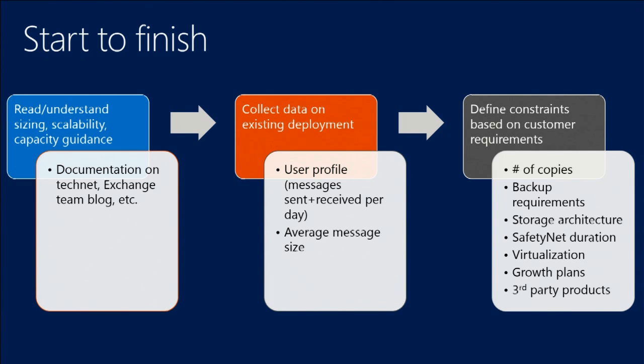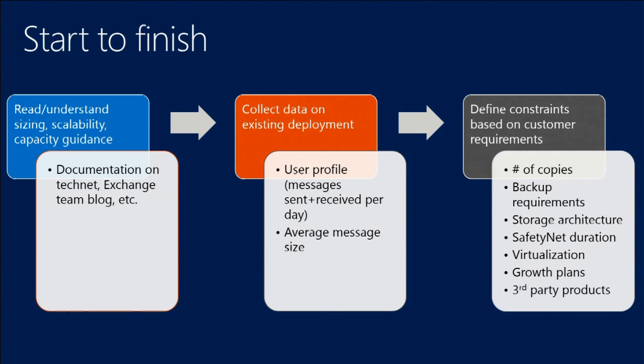So once you have data on the existing deployment, and that's something good to trend over time to see how it changes, then you need to think about specific constraints, specific business requirements that are very hard for us to predict for your deployments, but you probably know very well. And what I'm talking about there are things like the number of database copies you need in your DAG if you're going to deploy a database availability group. That typically comes from business requirements around high availability and disaster recovery.